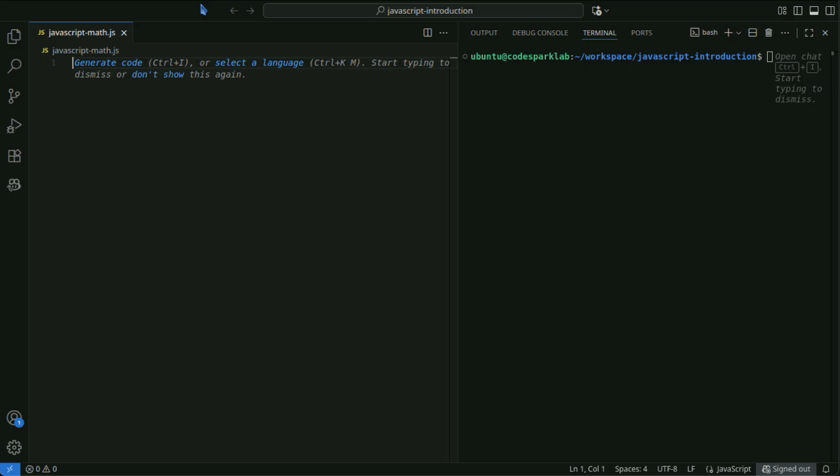This time, we'll cover the Math object. It explains step by step, from basic usage to common practical patterns, as well as pitfalls and countermeasures. Enabling subtitles will make the code descriptions easier to understand.